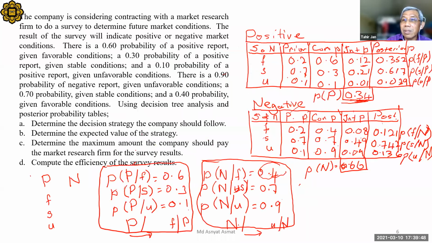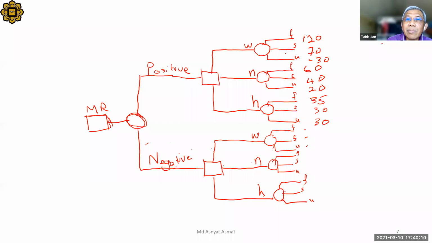Probability of F given P here is 0.352, 0.617, 0.029. Where to write this? We write these at the probabilities here. Here the probability is 0.352. Here is 0.617. Here is 0.029. This is the purpose of calculating. And then the next one is 0.352, right? Yes, 0.352. So just copy that.